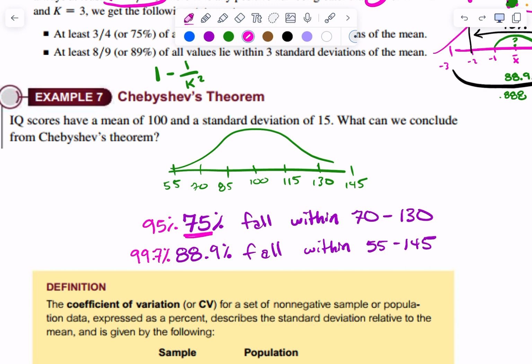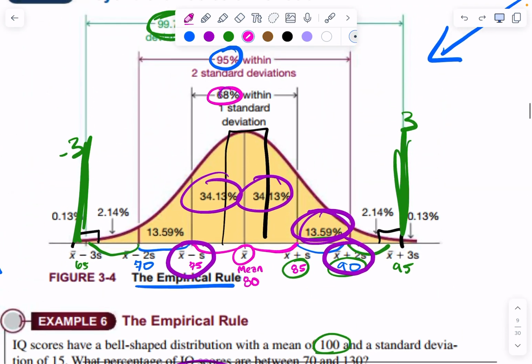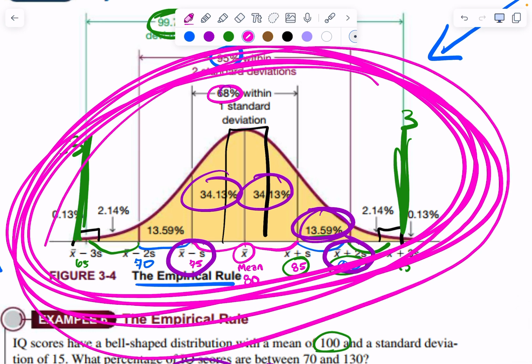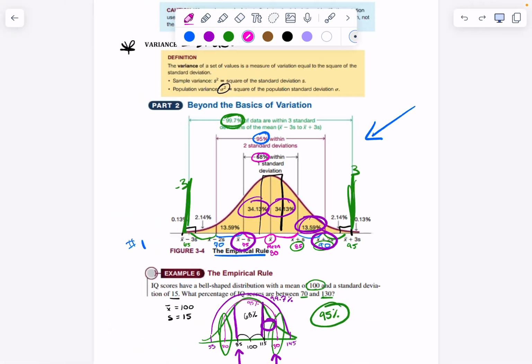Anyway, so the difference between the empirical rule and Chebyshev's, they're both telling you the same thing, but there's a discrepancy on percentages. Going forward, we will use the empirical rule all the time. A lot of people use the empirical rule.